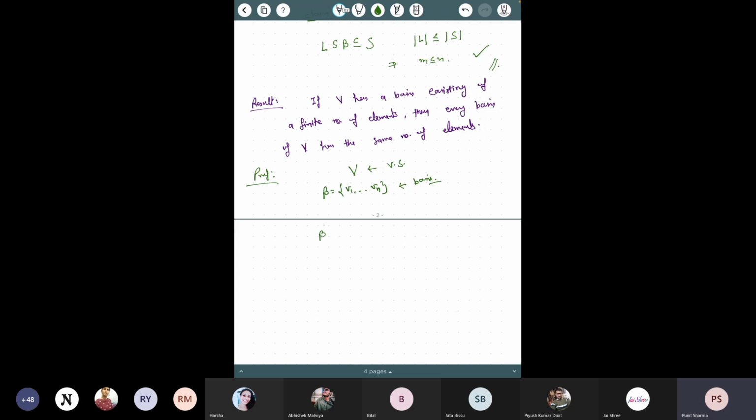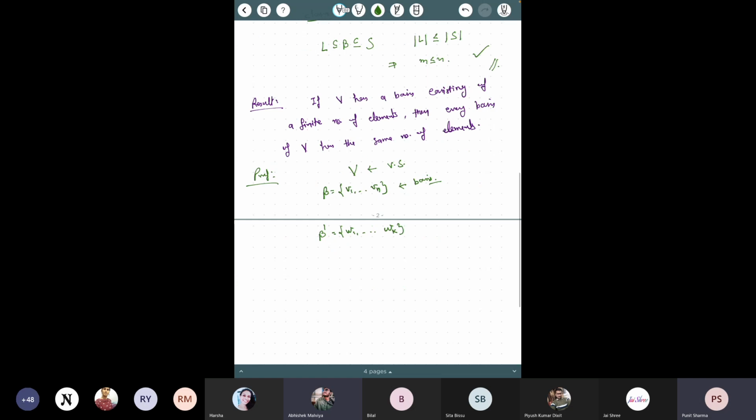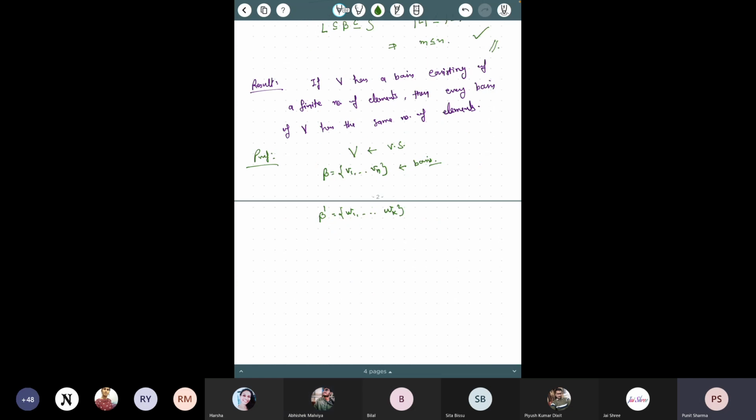That means if you take any B dash, let's say w1 to wk, and this is a basis. First of all, you have to show that every basis is finite. That is very straightforward from the previous result. Now you have to show that if this B dash is any other basis, then what is your claim? Your claim is to show that k is equal to n. Right? Now, how to do this?